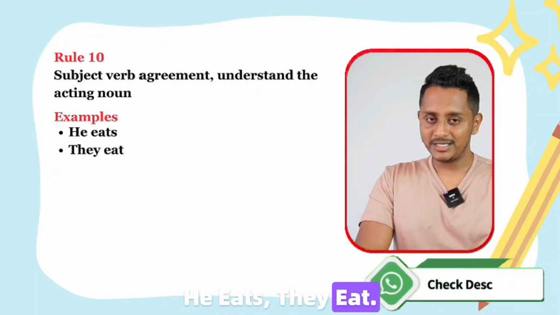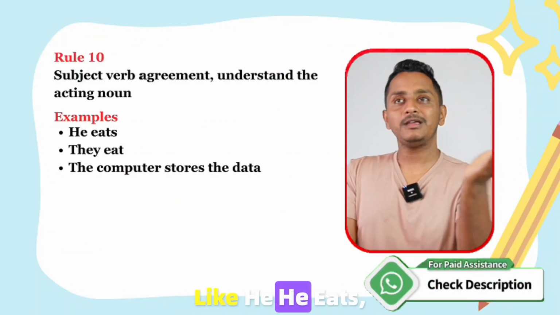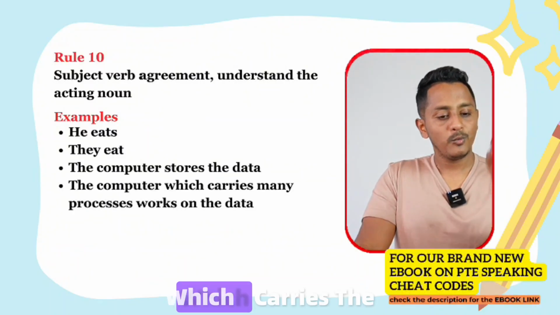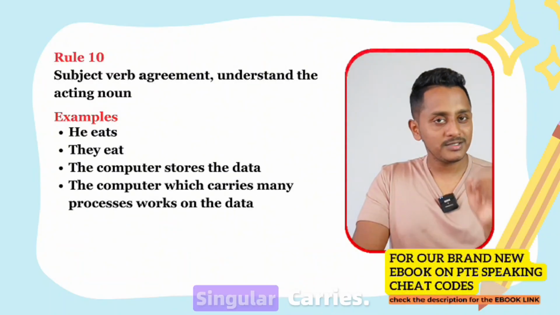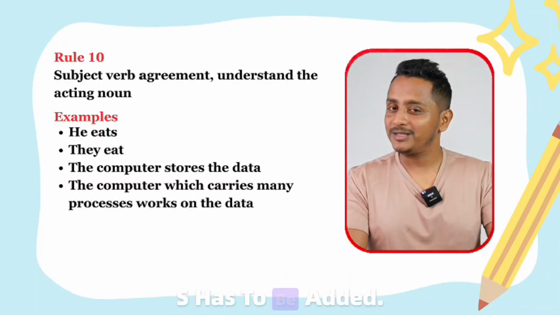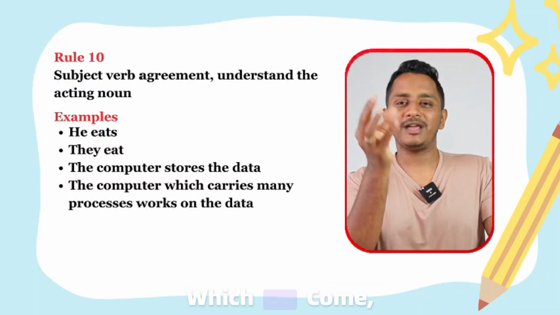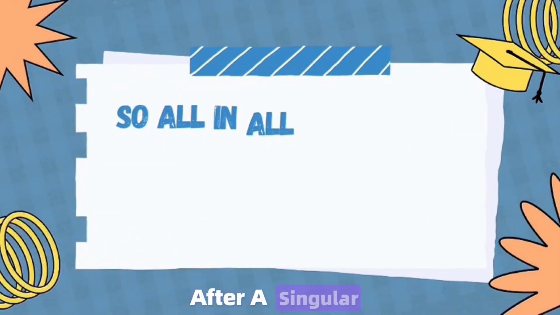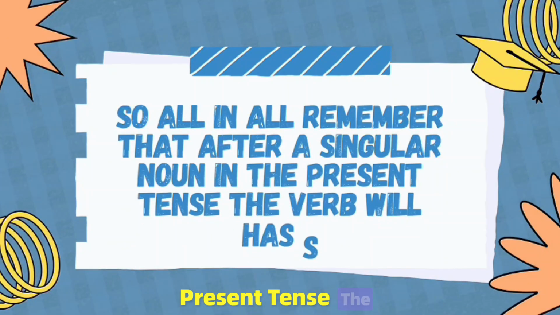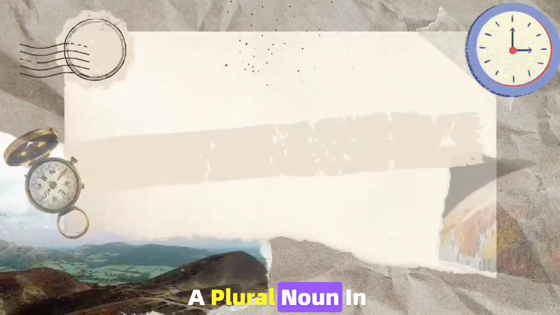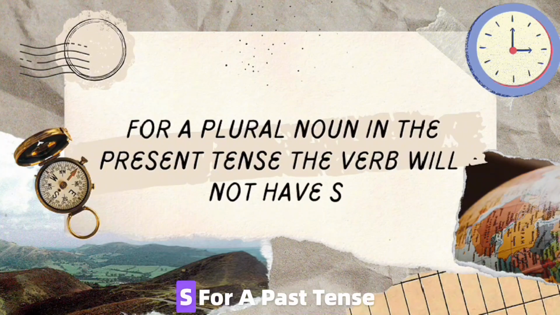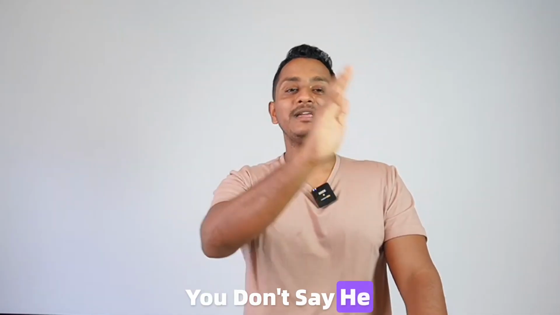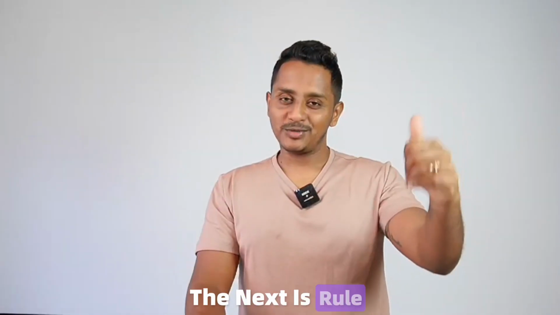He eats, they eat. The computer is like he. He eats, he stores. The computer stores the data. The computer which carries: the computer is singular, so carries, s has to be added. Which or who can come in between, it doesn't matter. So all in all, remember that after a singular noun in the present tense, the verb will have s. For a plural noun in the present tense, the verb will not have s. For a past tense, there is no rule. He ate, they ate. You don't say he eats. Remember this.